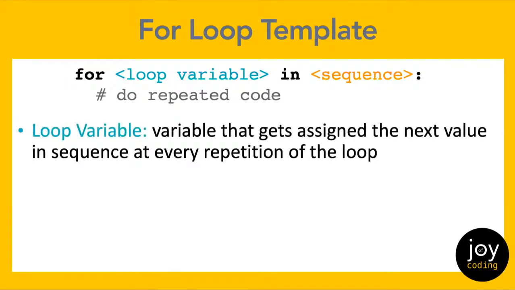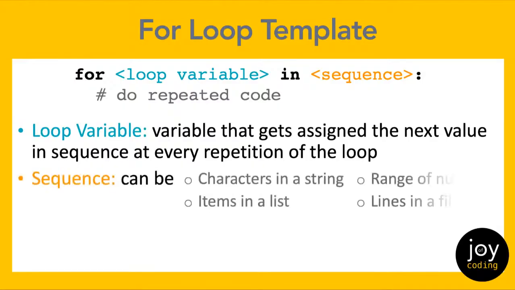The loop variable is a variable that gets assigned the next value in the sequence at every repetition of the loop. So the repeated code is going to be executed once for every element in the sequence, and the loop variable is what stores what value we're in within that sequence. The sequence can be not just a range of numbers like we saw in our previous example. It can be the characters in a string, the items in a list, or even the lines in a file. So the sequence can be a lot of different things in Python.